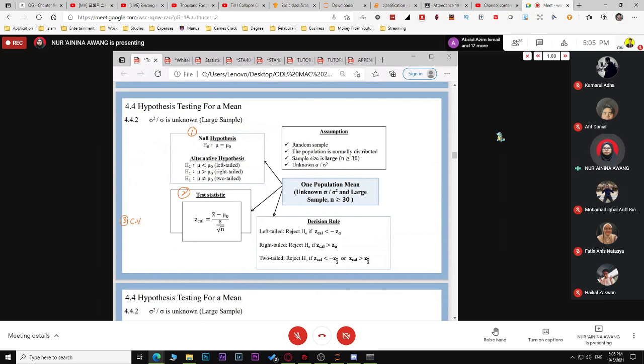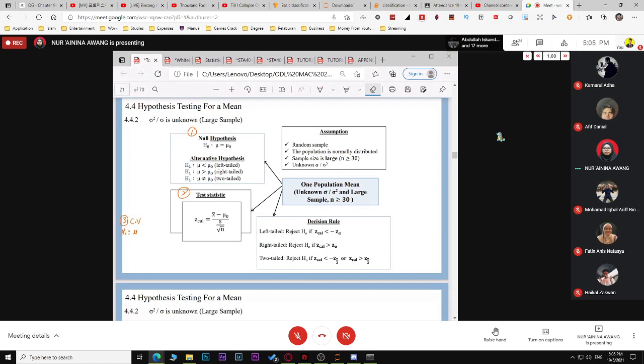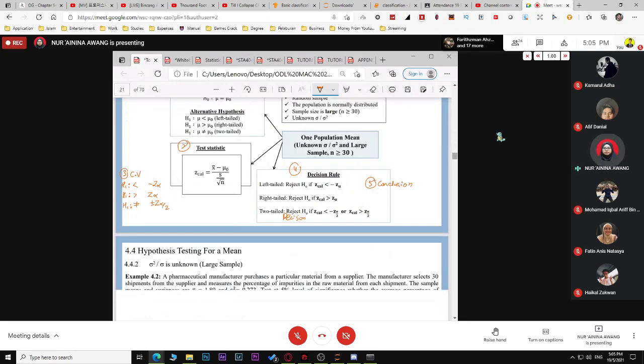For the critical value, you refer to your H1. If H1 is less than, it will be negative Z alpha. If the case is more than, Z alpha. If the case is unequal, plus minus Z alpha over 2. Then the next steps are the decision rule, your decision, and then the conclusion. So these are the steps. Now let's look at the next example.